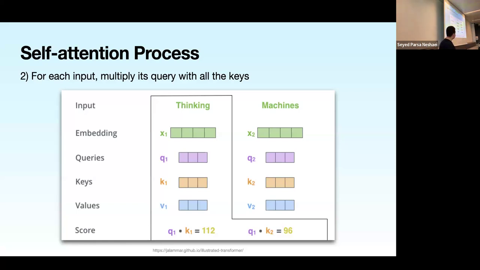I should check whether it was element-wise or inner product. I don't remember actually, to be honest. But yeah, you somehow multiply these two vectors, the query of each word with the key of the rest. And you save the results as the score of each word. So this is the score of each word.